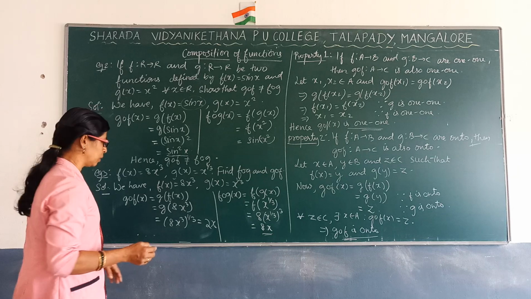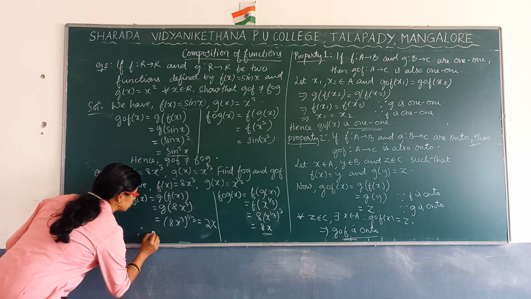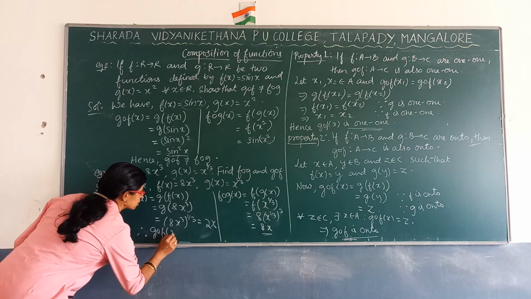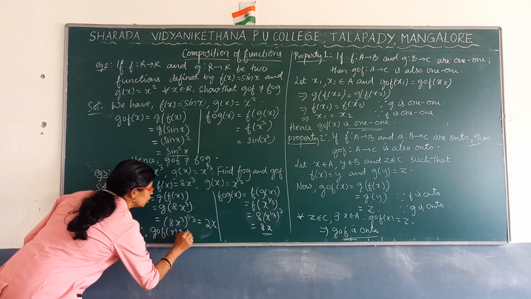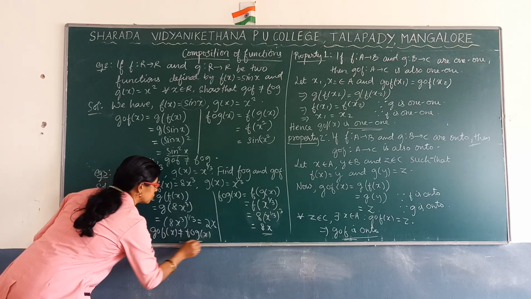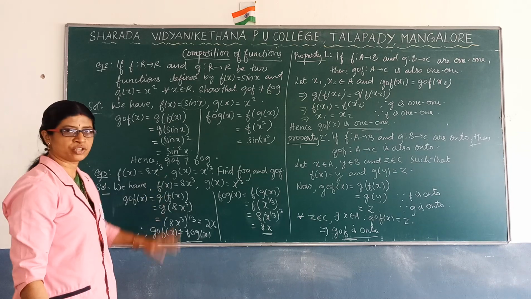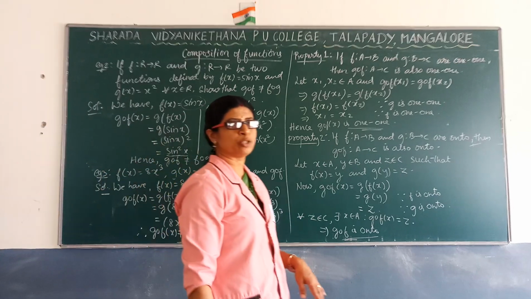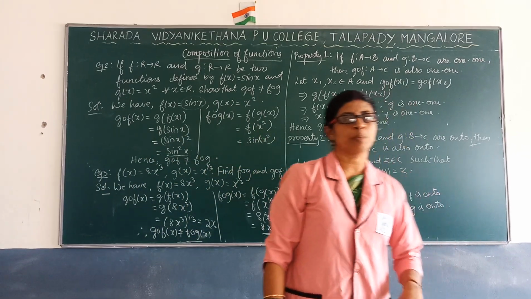They are not equal. So therefore, just write the conclusion: gof of x is not equal to fog of x. So that proves the required question. So we have proved that f composition g is not equal to g composition f.